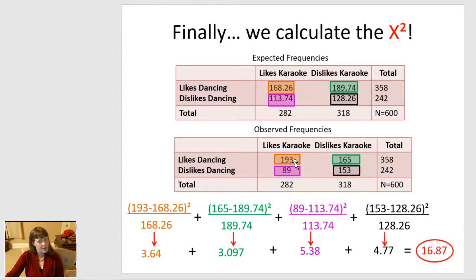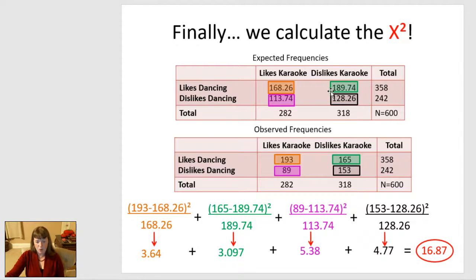There are more party people who like both than what I would expect to see if the null was true. 193 minus 168.26, square that, divide by 168.26, and then I get 3.64. Then I do the same thing for here. People who like to dance but dislike karaoke.